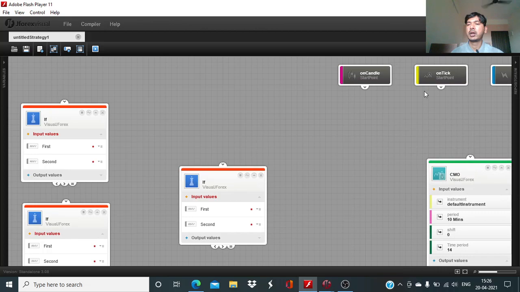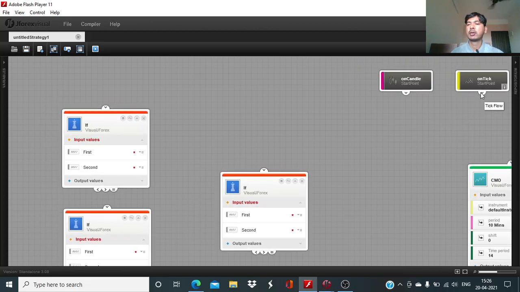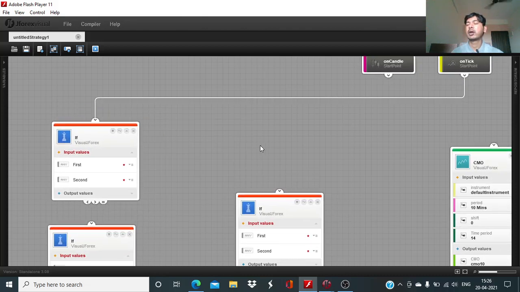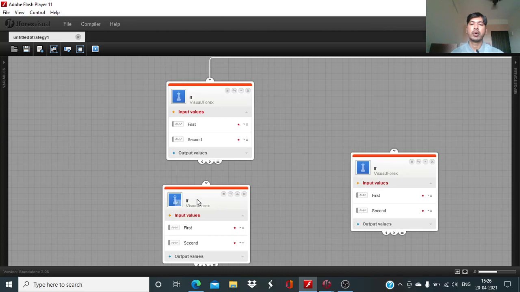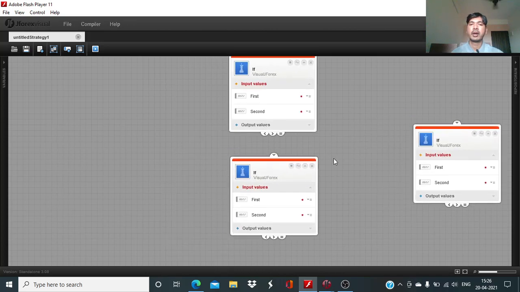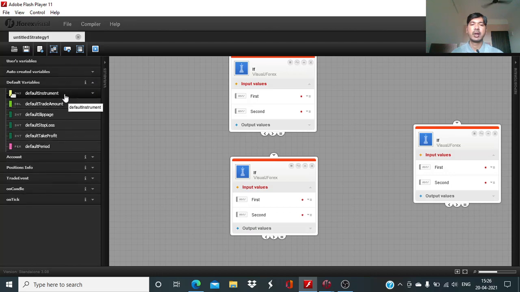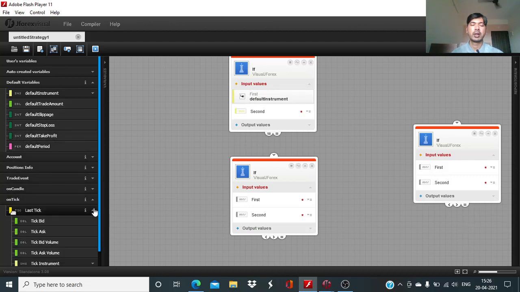And not on any other instrument. So to make sure of this, this time around we will work with on tick as our start point, and for that, the first thing we will have to take is the default instrument EUR/USD, and the on tick instrument.